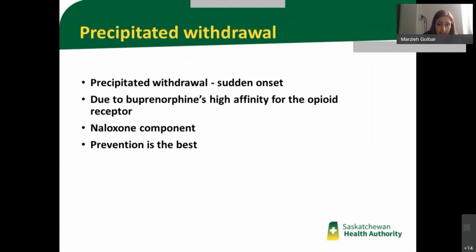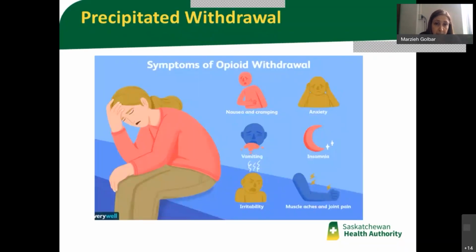Because it's a partial agonist, it can create pain relief and partial withdrawal symptom management at first, but it doesn't have any euphoria. The naloxone component doesn't play a role here. It doesn't contribute to withdrawal. However, the idea is to prevent it. We have medications, we send the patients home with a prescription for withdrawal effects, but really, if we can prevent that, that would be the best.